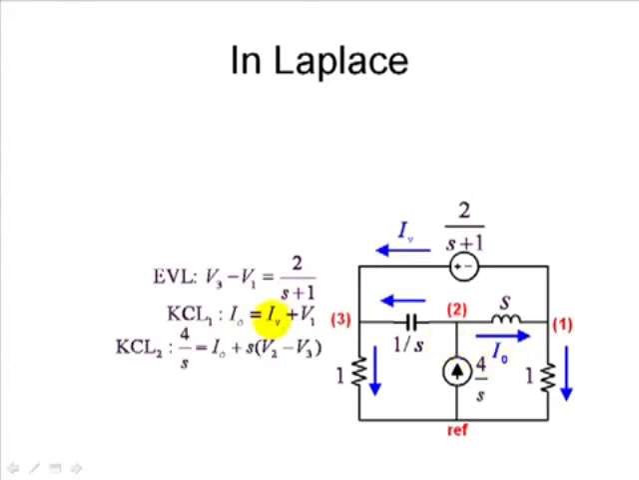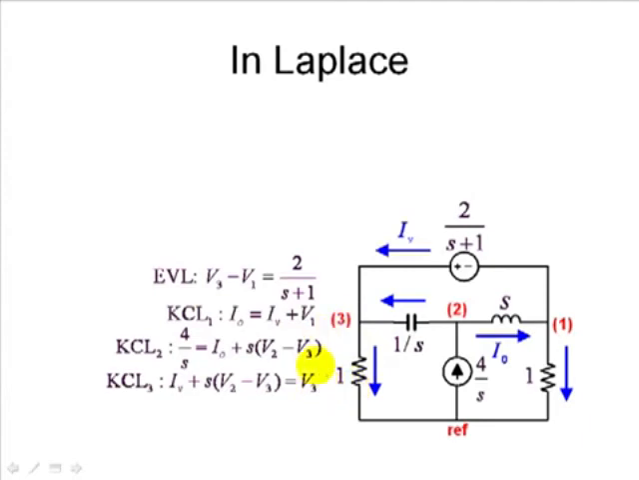Next, KCL 2. Currents going into node 2, 4 over s, this one, leaving that node on the right I naught, and on the left, V2 minus V3 divided by the impedance 1 over s. That means s that multiplies V2 minus V3. And last, KCL for node number 3, 2 currents arriving there. IV, the evil current on the top, this one, and the current between nodes 2 and 3, V2 minus V3 times that s. That is equal to the current in this 1 ohm resistor, V3 divided by 1 ohm, V3.